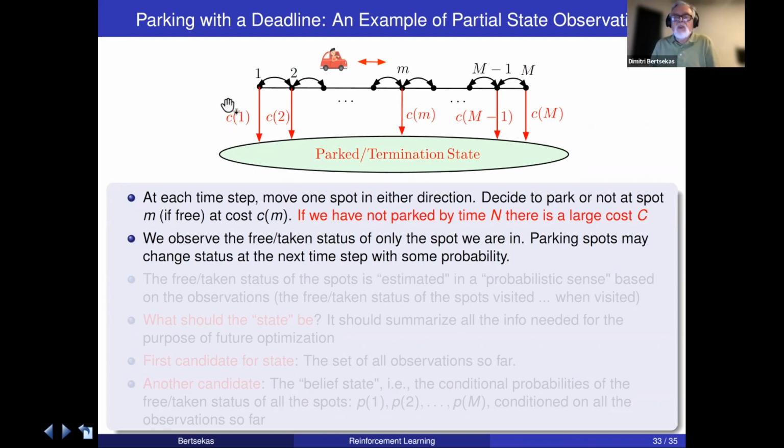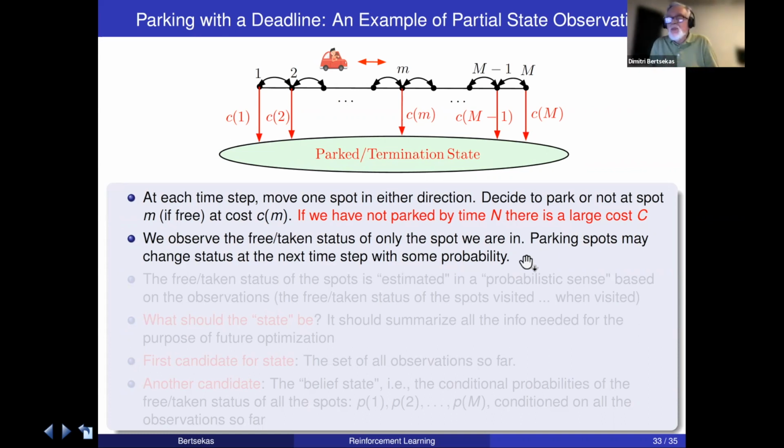Now let's think of a situation where there are other cars also looking for a parking space, and even though you've seen a parking space that may have been good at some time, and you've gone on to search for a different parking space, you are not assured that when you come back to that parking space that you observed to be free, it's going to be free. It may have been taken. And we assume that each parking spot may change status at the next time step with some probability.